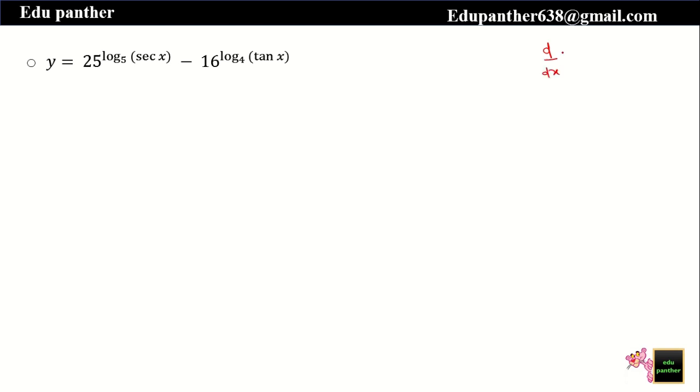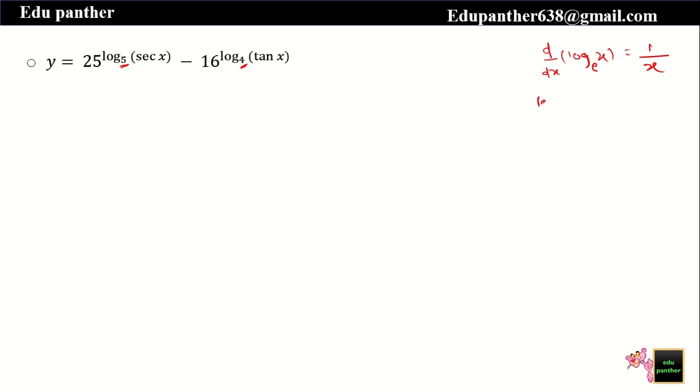derivative of log x equals 1 upon x. But here by default the base should be e. In our question, the base is not e for any of the log terms. In the first term the base is 5, in the second term the base of log is 4. So we'll see how to change the base.